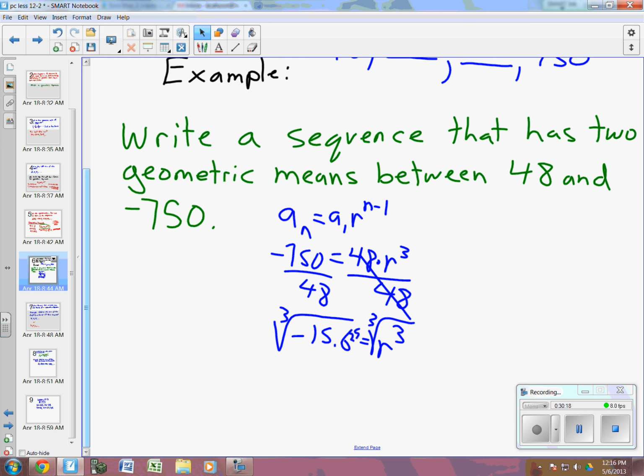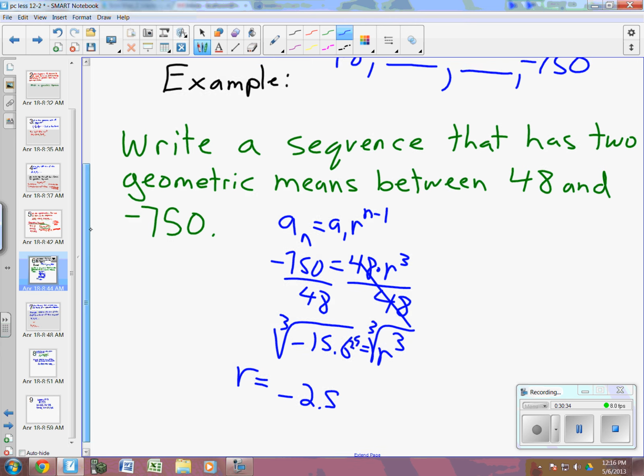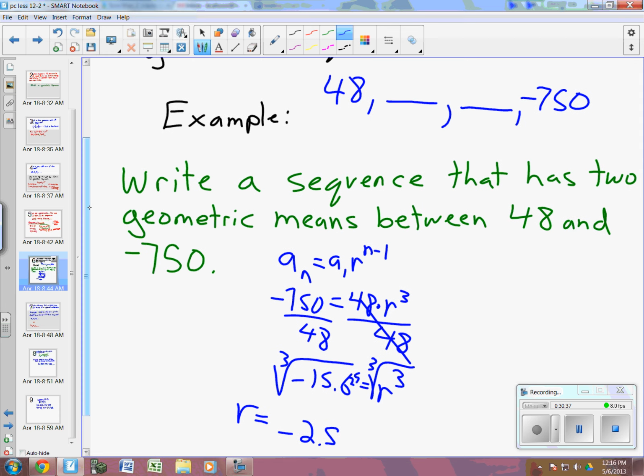So what do you guys get? -2, -2.5, -5/2. Okay. So now that I have the common ratio, can I find, let's go back up here. You don't put 3 square root, do 3 x root. You can do that, or you can just hit the cube root. Under math, there's a cube root button.